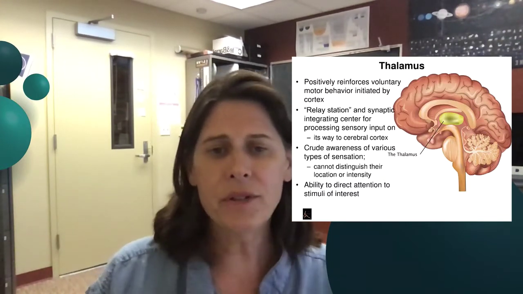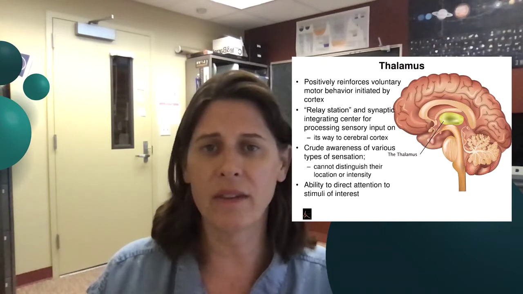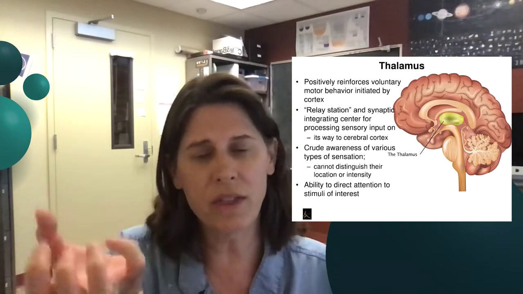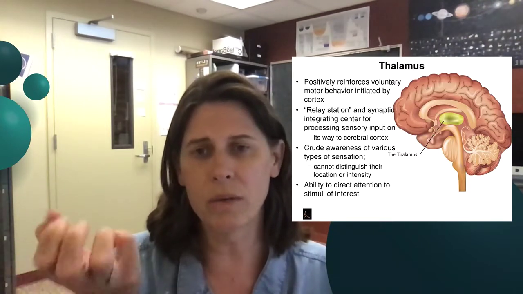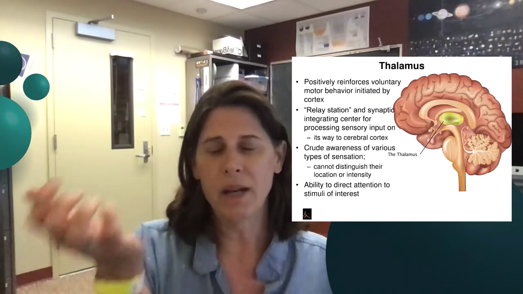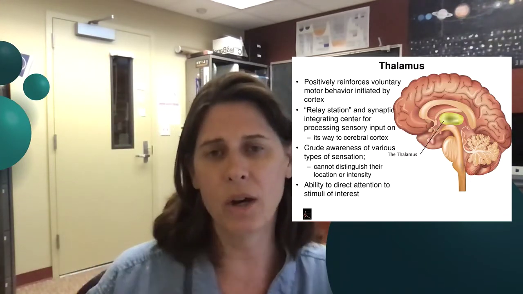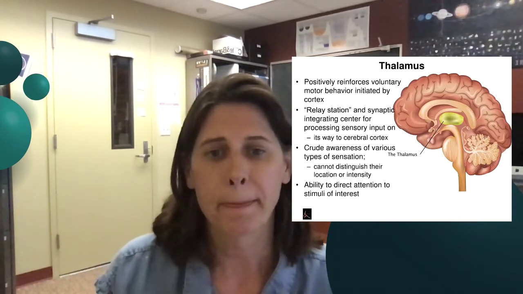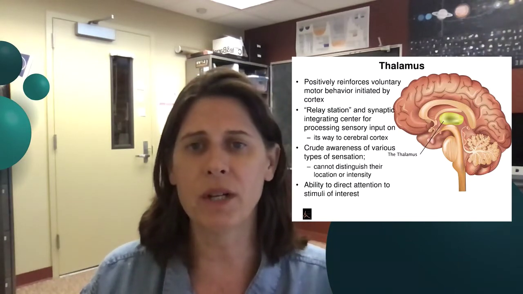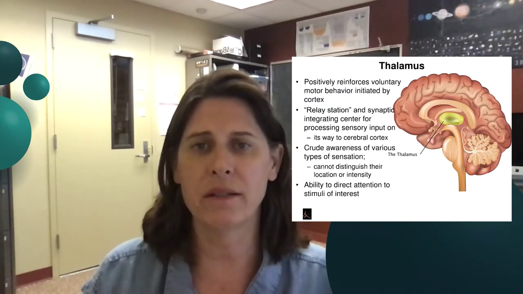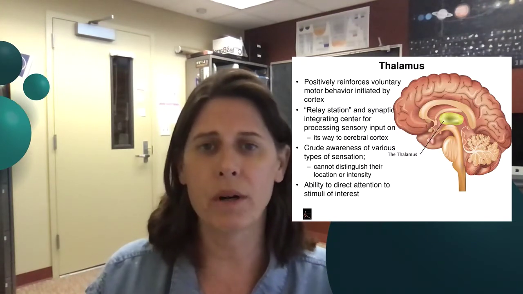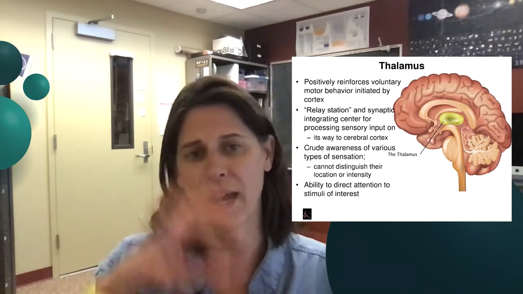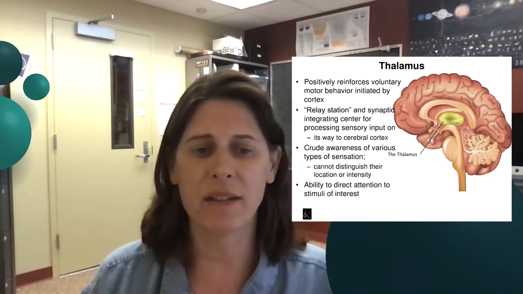Okay. It also gives you a crude awareness of the various types of sensation, and that's what I talked about in the earlier video. So again, that thing in your hand, the thalamus will let you know is something cold and wet and shaped like a square, right? But then when it gets to your parietal lobe, that's where you put a label on it. Well, this is an ice cube, okay? And it also helps give some degree of consciousness. It does things like positively reinforce voluntary motor behavior initiated by the cortex. So even some information comes from the motor areas out the thalamus. Okay, so a lot of things that the thalamus does there.